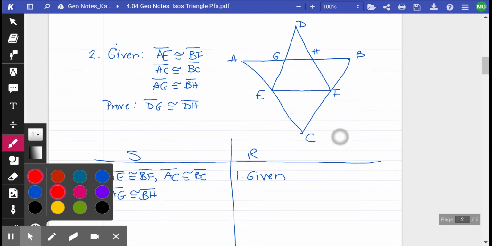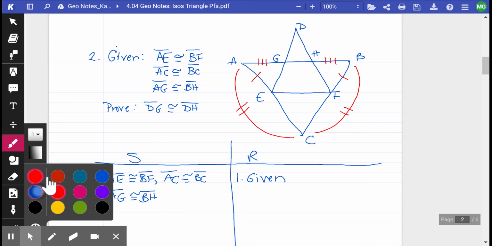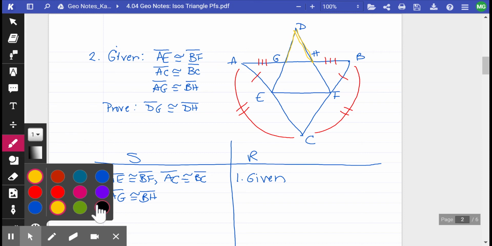All right, so we've got segment AE over here, congruent to segment BF, segment AC congruent to segment BC, and segment AG congruent to segment BH. And we want to prove, let's make it yellow, DG and DH are congruent. Okay, so let's start by trying to work backwards for a little bit here.